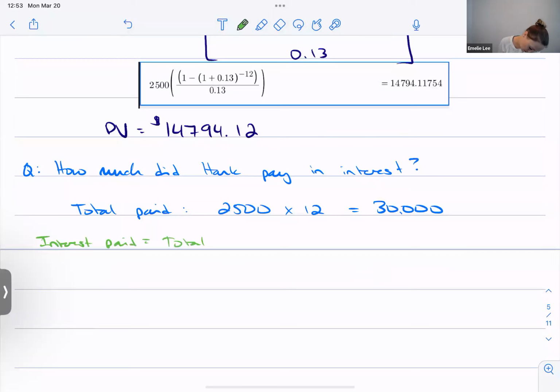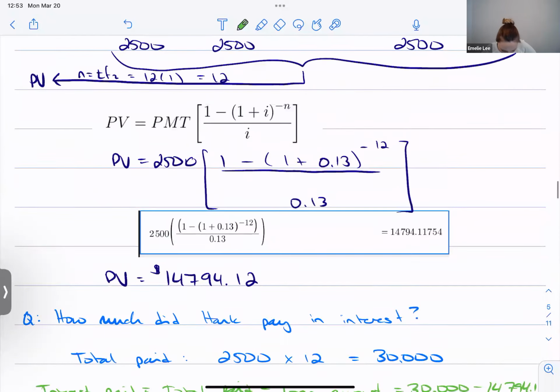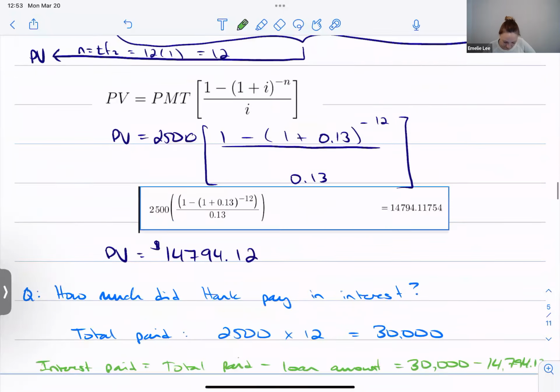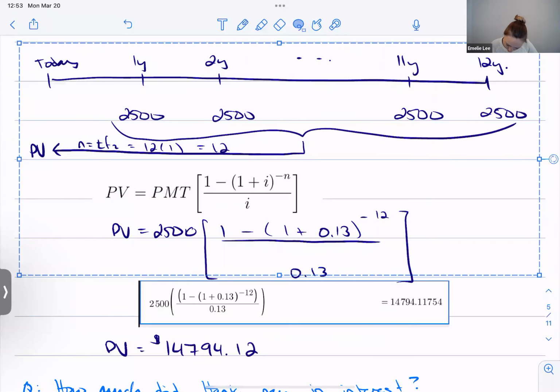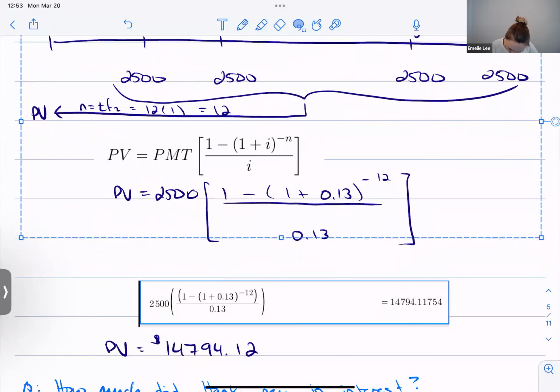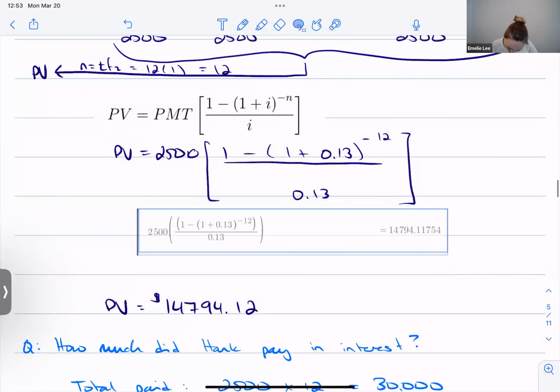And so the interest paid is the total paid minus the present or the loan amount. Which is 30,000 minus 14,794 and 12 pennies. How can I make myself another line here without making too much of a mess? Just need one more line. One more line.